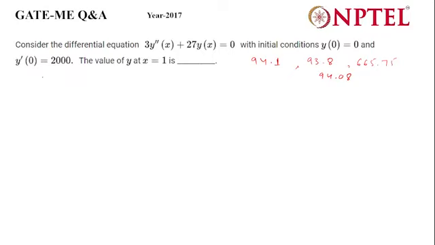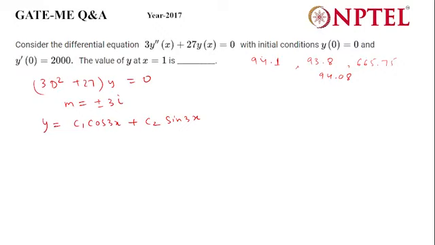Let's solve this question. Firstly, we will write the differential equation like this. This is your differential equation. When you'll solve this, you'll get the root m = plus minus 3i. Then you'll write the solution, that will be c1 cos 3x + c2 sin 3x. Now we will put the boundary condition or initial conditions. This is y dash at 0 = 2000. So we will just differentiate it.